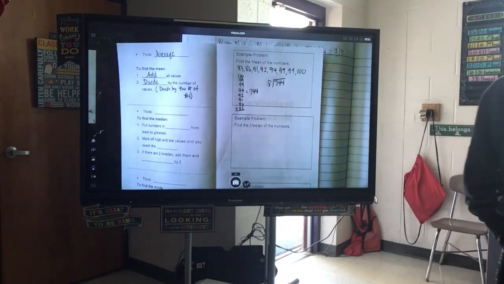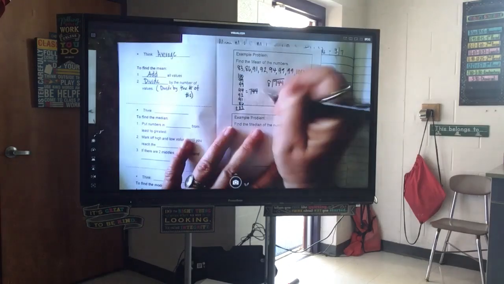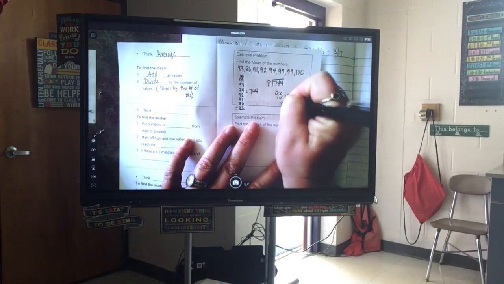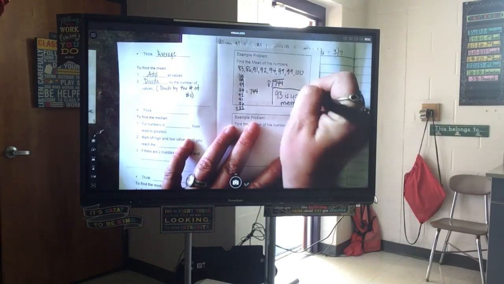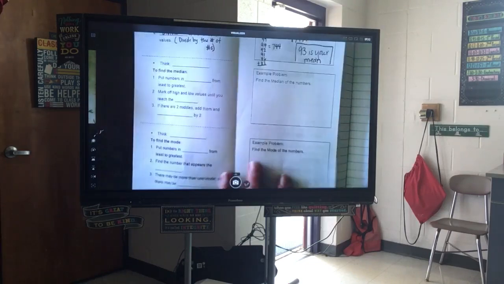All right, let's see. Let's get 744 divided by 8. Charles? So 93 is the mean or the average of the test scores from this example. All right, so that is essentially the process in which you find mean. Mean is not necessarily hard, but there are so many places to make mistakes. Okay? All right, let's go down to the median.